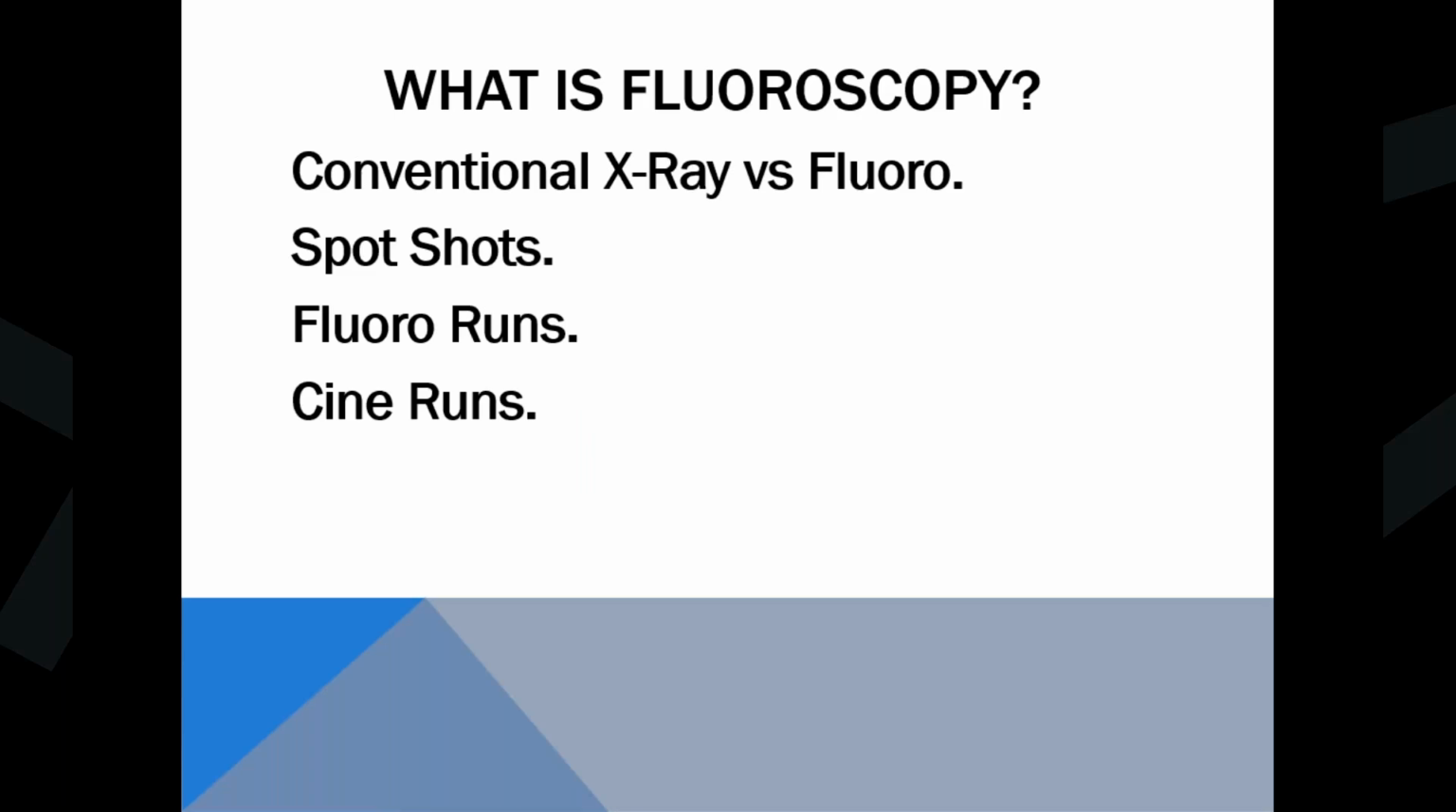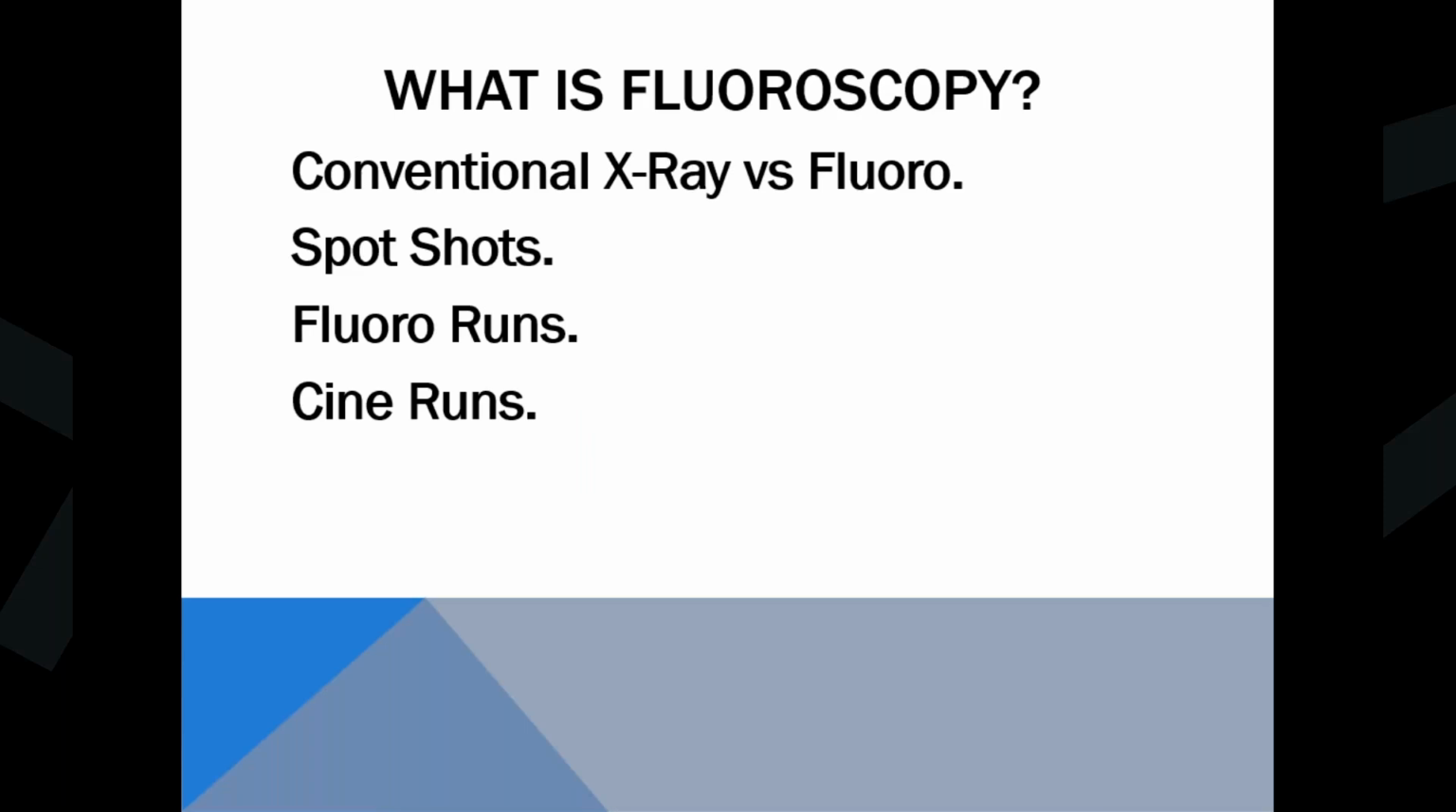Another thing that fluoroscopy can do is what they call fluoro runs. So basically what a fluoro run is, you get actual movement in the image. When you press down on the exposure button till the time you release the exposure button, you're going to be making X-ray and be making images.